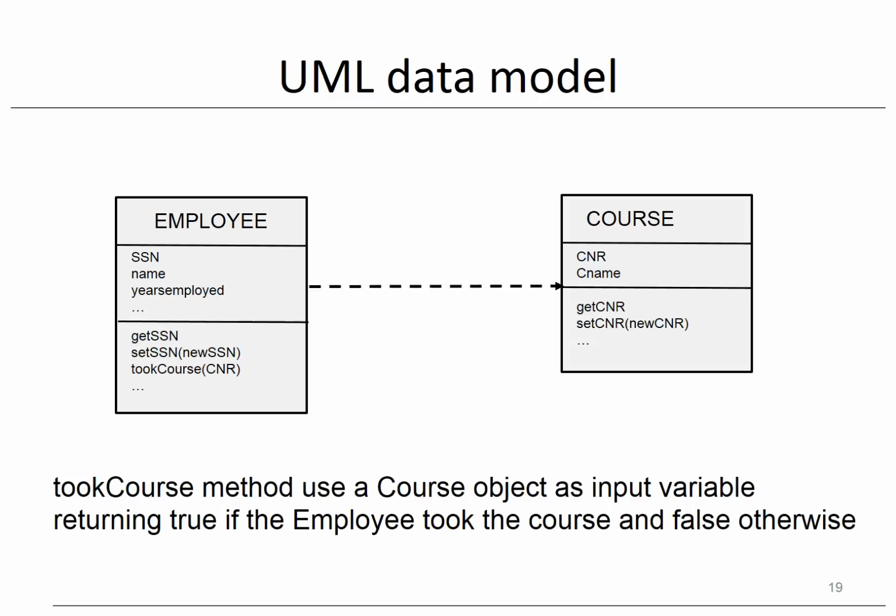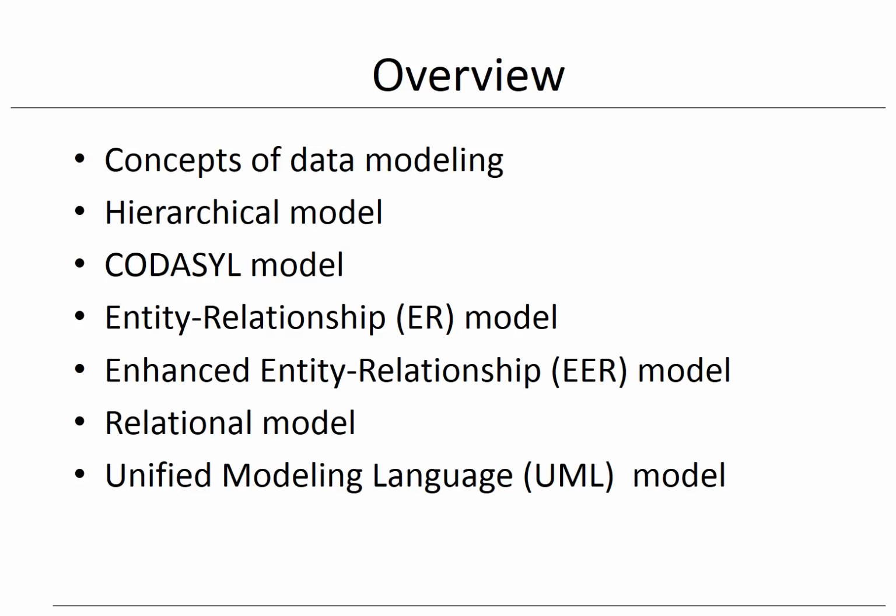We hereby conclude the discussion of the UML class diagram. We can now conclude the chapter. We started by reviewing the basic concepts of data modeling. This was followed by in-depth discussions of the hierarchical, CODASYL, entity relationship, enhanced entity relationship, relational, and unified modeling language models. Many of the concepts introduced will be discussed further in subsequent chapters.